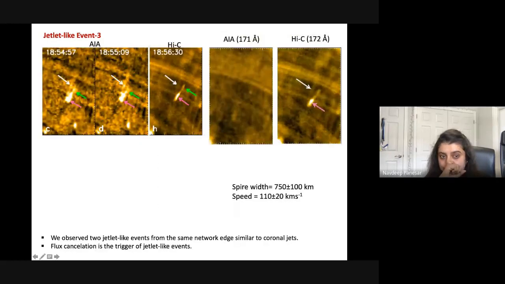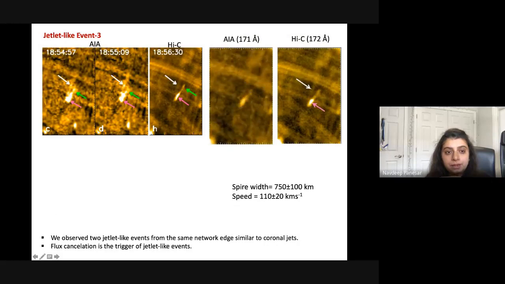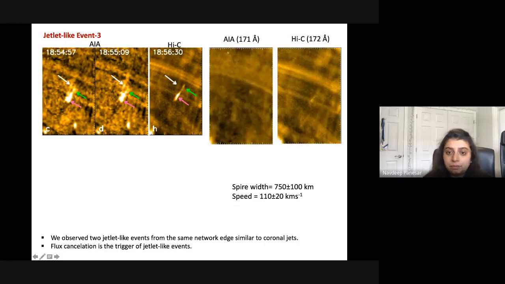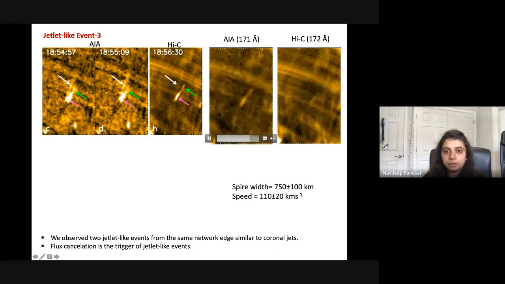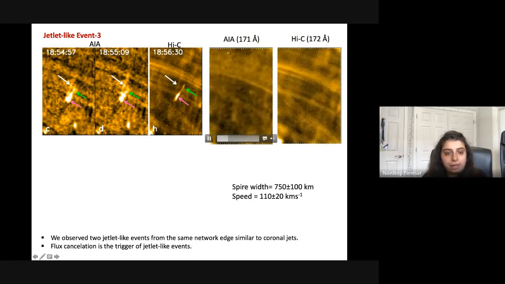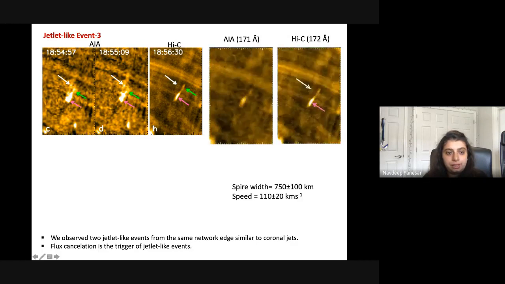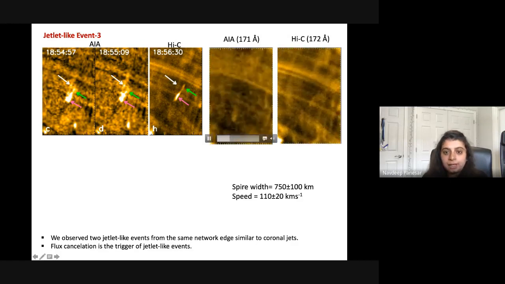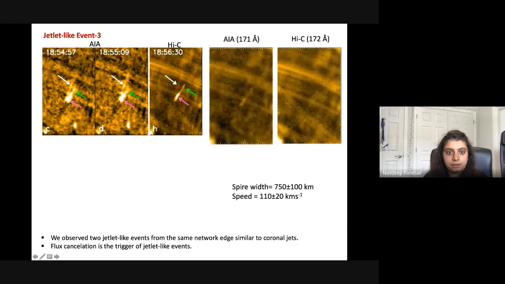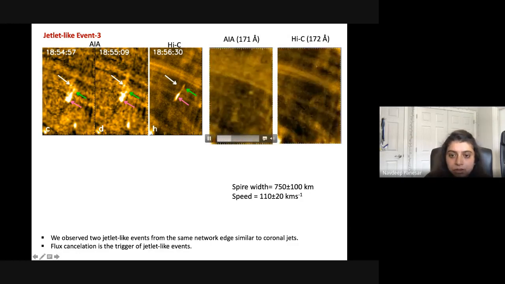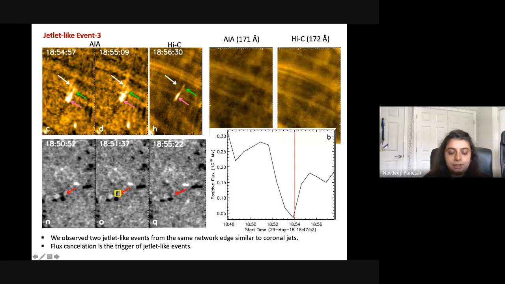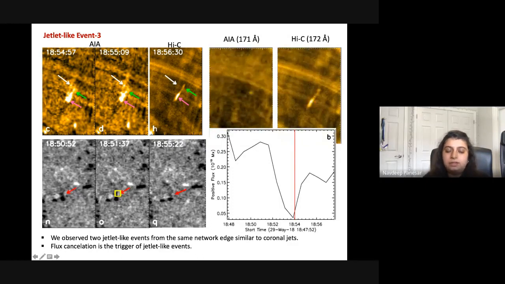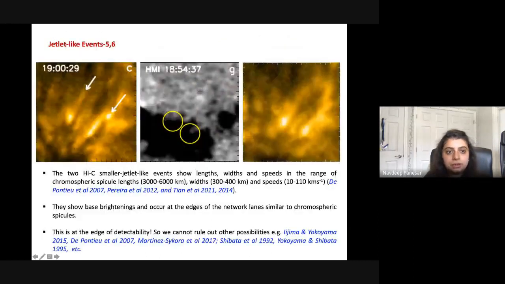This is the second example of a HiC event. In this one, we observed 2 jet-like events from the same neutral line, this one. The first one was not covered by HiC, so we used AIA data to cover the first jet eruption. This jetlet shows a base brightening that appears to include a miniature version of chromospheric jet base brightenings. Here you can see this is the base brightening, this one. And this jetlet is also rooted at the edge of a magnetic network lane where discernible cancellation occurs.